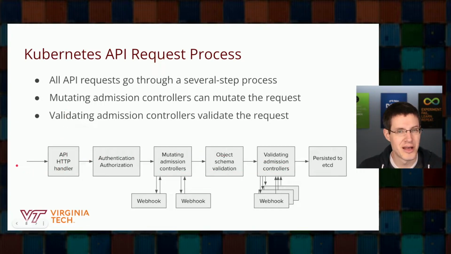So when a request comes in, so I do a kubectl apply, first an API HTTP handler receives it. Is that a valid resource, et cetera? And you may get 404s or unauthorized, whatever. But the authentication and authorization happens next. From there, the object goes through what are called mutating admission controllers, and these are basically other services in the cluster that receive the object and can make changes to it.